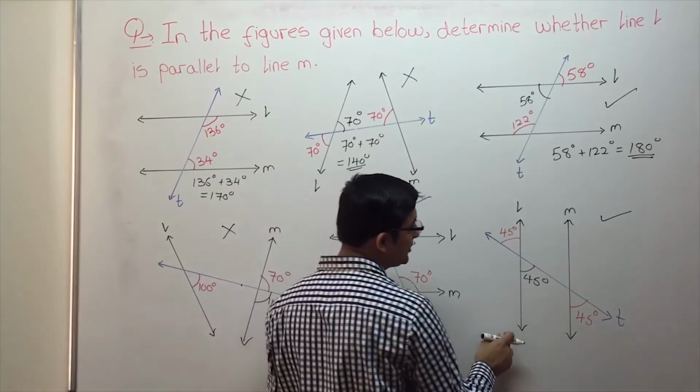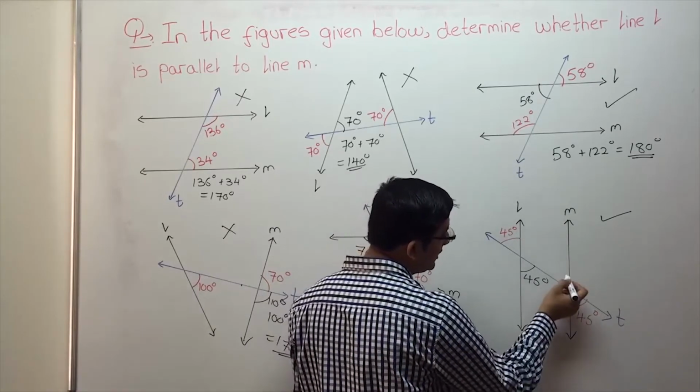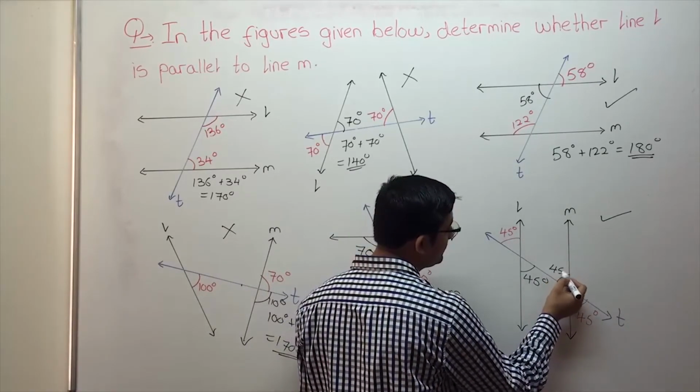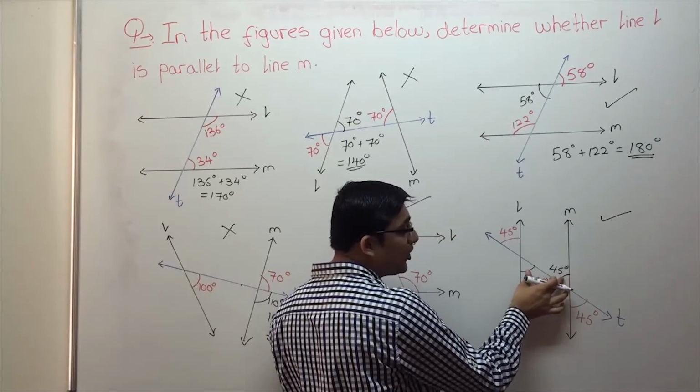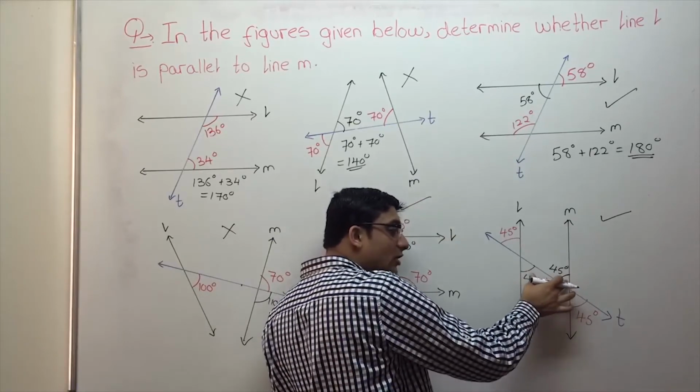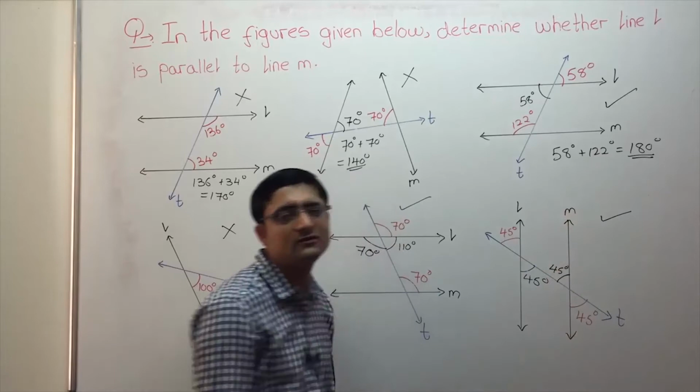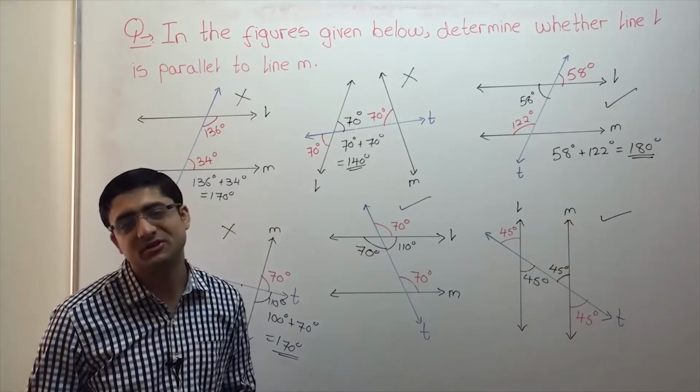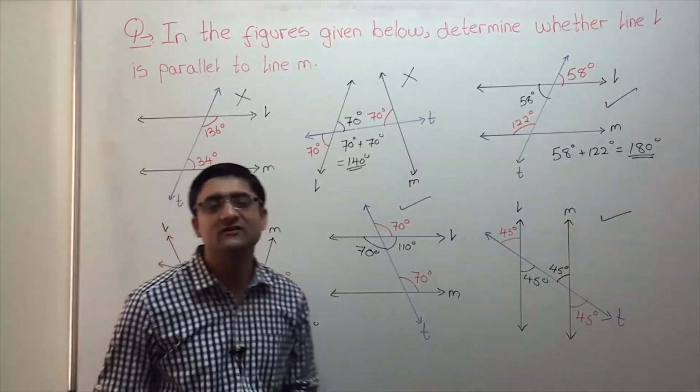Another way by which you can solve this, right? Since this is 45, this will also be 45. Look at these two angles. They are alternate interior angles. Since alternate interior angles are equal, therefore the two lines are parallel, right? So you can use whichever method you want. So this is how you solve such type of questions.